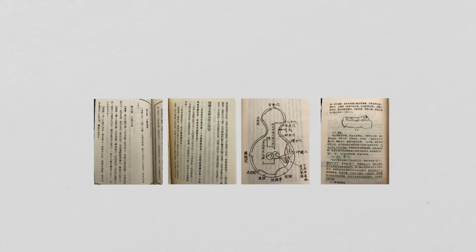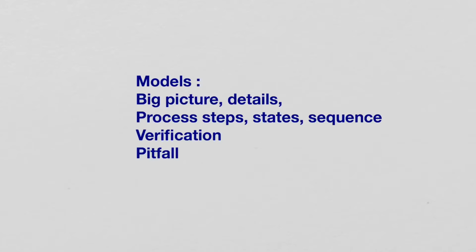So that's why we need to model the entire thing, so that everybody is able to know it and able to have a good foundation. Now, when you talk about a model, you have the big picture models, the details, the process steps, state, sequence, verifications, and pitfall.